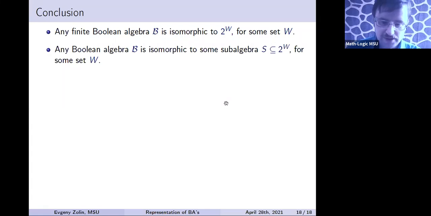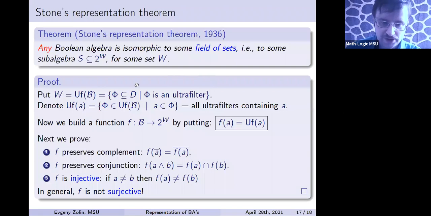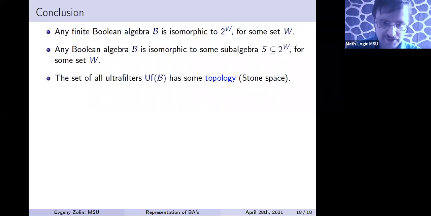And of course, Stone's theorem was not merely to show that this is an injective homomorphism. Stone proved even more. On the set of all ultrafilters, there is some natural topology, which turns this set into a topological space. It has some special properties known from topology, and this space is called the Stone space. So to every Boolean algebra, we associated some topological space of some special kind.